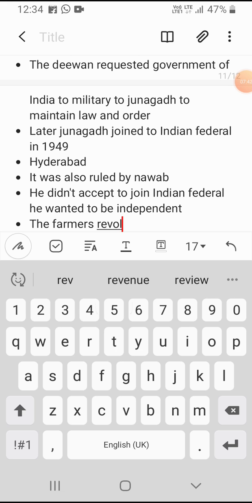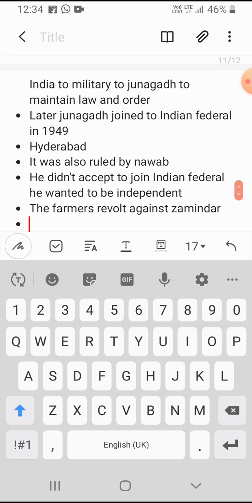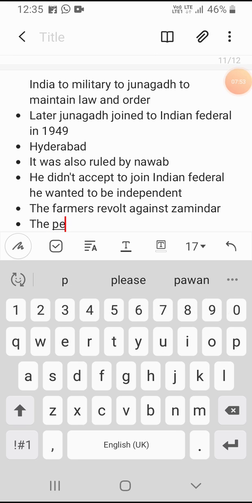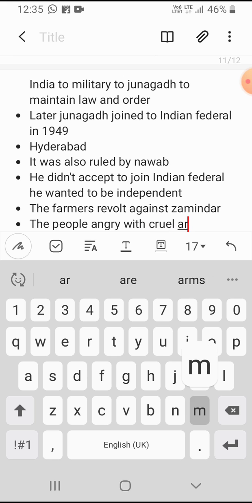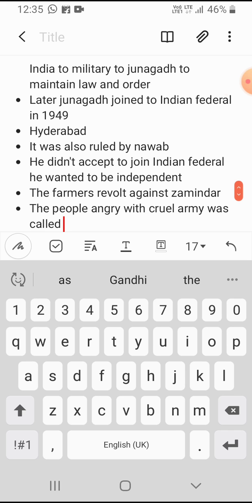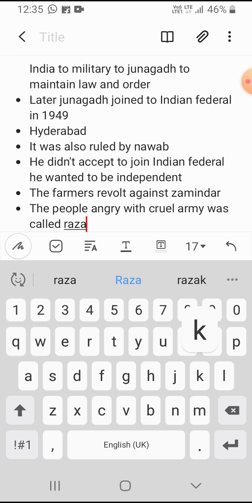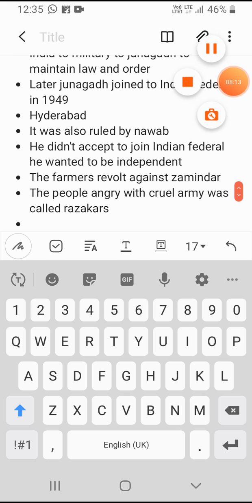The farmers revolted against the zamindari system. The zamindari system was there in that kingdom. So the farmers revolted against the zamindari system. People were angry with the cruel army, which was called Razakar. They may ask what Razakar means. The people were angry, and the cruel army was called Razakar.